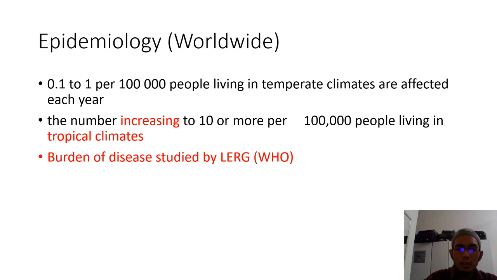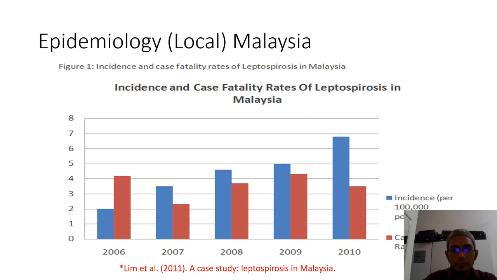So epidemiology: only one case per 100,000 population, but in tropical climates, for example in Malaysia and the Philippines, where we have monsoon seasons, the incidence rate tends to increase from 1 to 10 per 100,000 population. They did a study, not a recent one, and found that in Malaysia the incidence is increasing over the years.